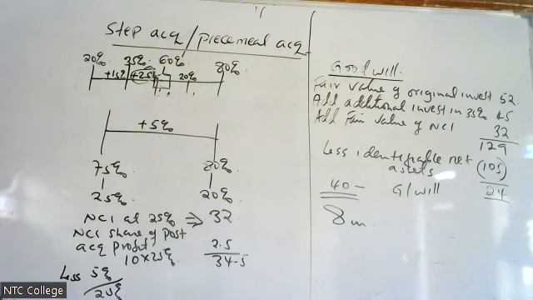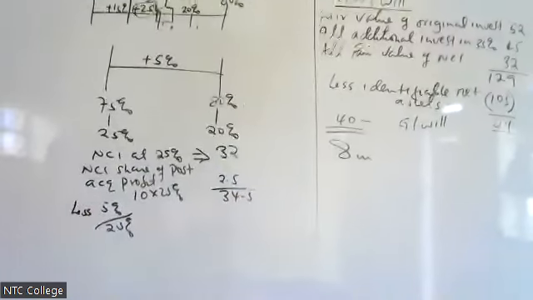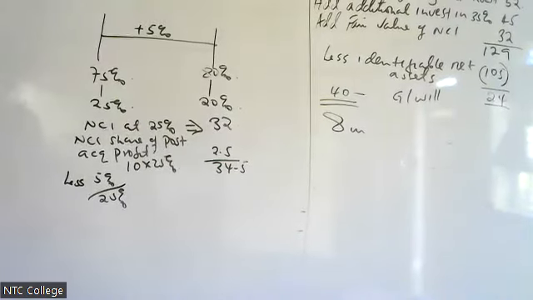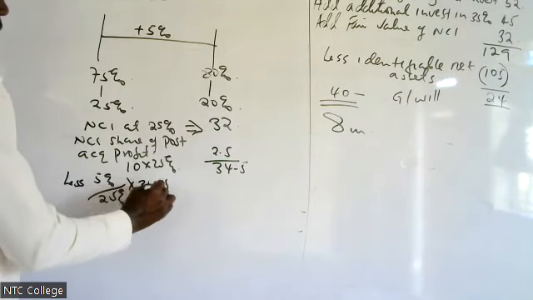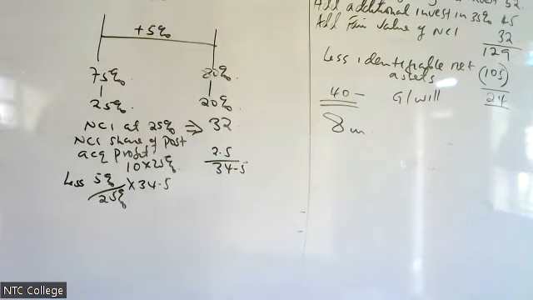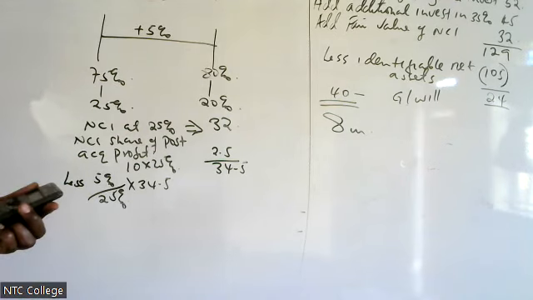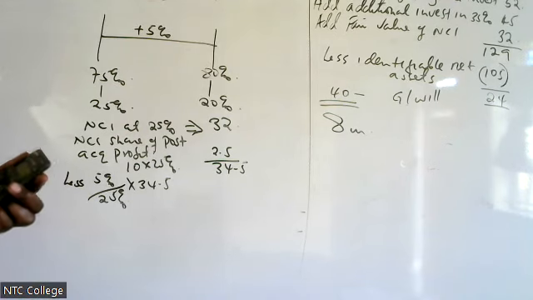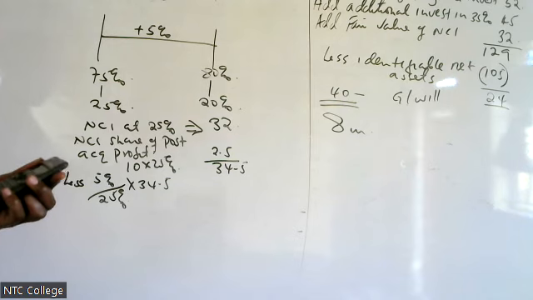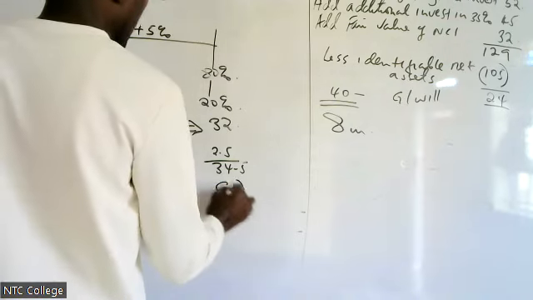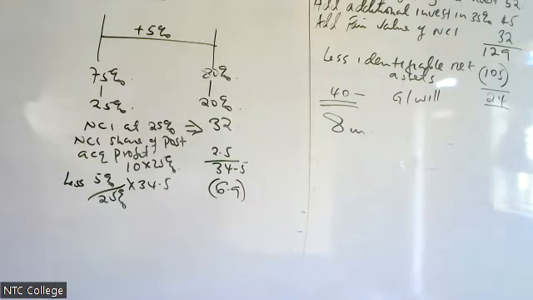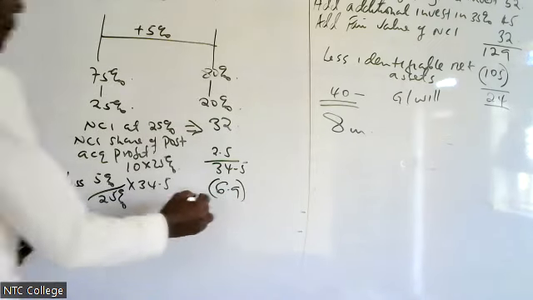Remember, it was 25. Out of 25, we are selling 5% of 25 times 34.5. How much are we selling there? It will be 5 over 25 times 34.5. We are selling 6.9. Therefore, NCI 25, we are reducing it by 6.9.